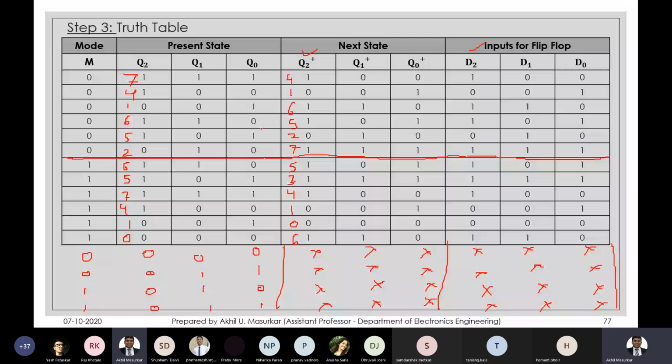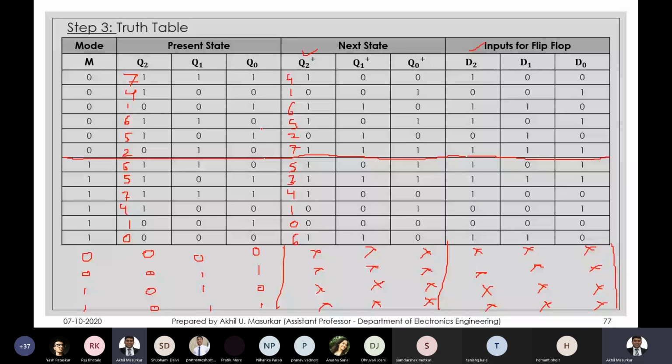Asmita has said 3-variable. Okay. Shubham Davi has said 4-variable. Vishwas 3. Suman 4. Ashish has said 4. Okay. So the correct answer is a 4-variable K-map.